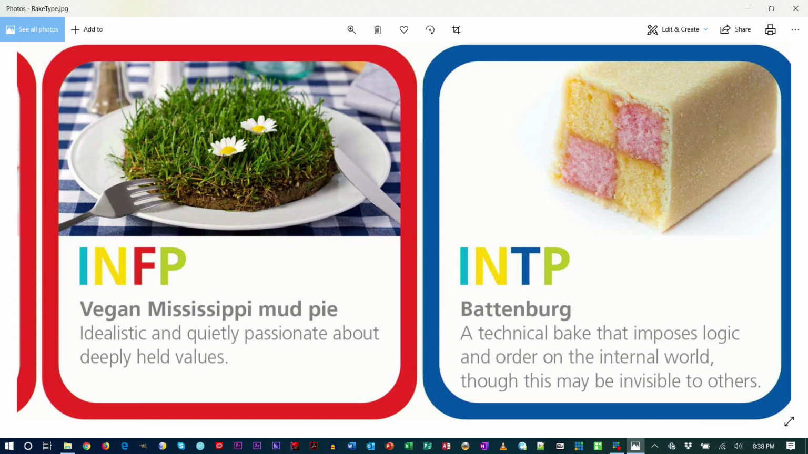It's a technical bake that imposes logic and order in the world, though this may be invisible to others. Oh, okay, I get it. Which is why no one's ever heard of a Battenberg.